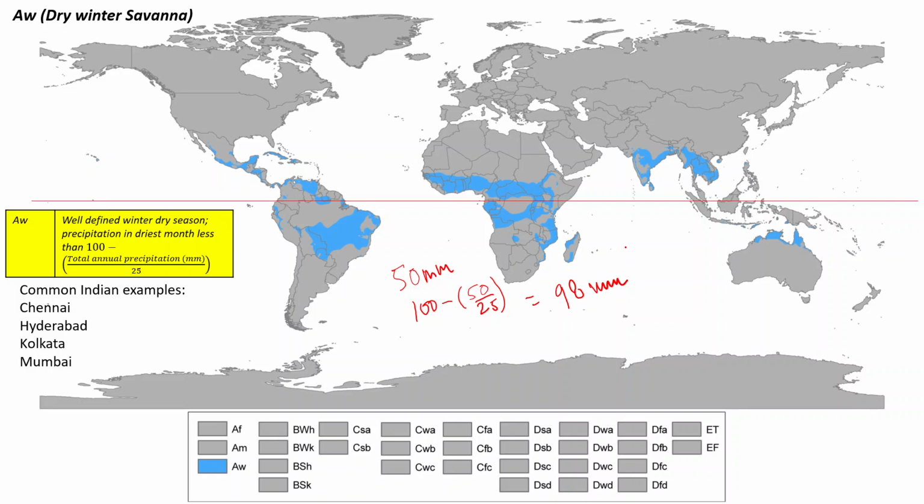Now, if the precipitation of the driest month is less than this, it's just a hypothetical example. If it is less than this, then it can be classified under Aw. The common examples of the Indian subcontinent are Chennai, Hyderabad, Kolkata, and Mumbai. The winter seasons there are dry, and they have a typical savanna type of climate. If you look at the savanna grasslands, you will find that the precipitation normally over there is high. Normally, but once the winter season creeps in, then it is a substantially dry season. Okay, all right.